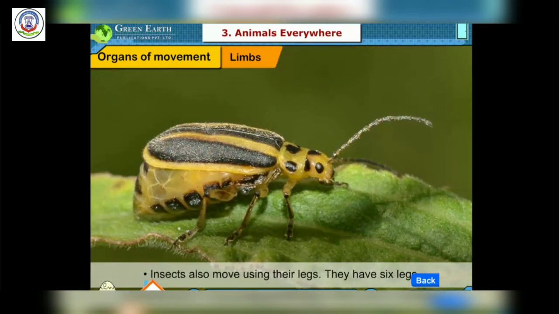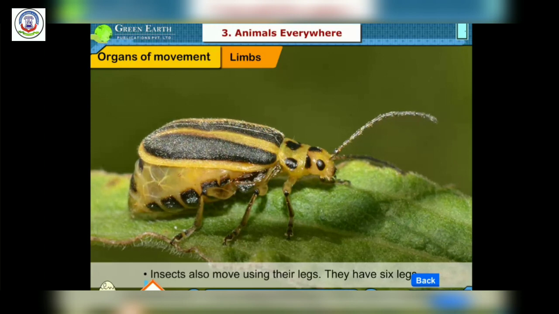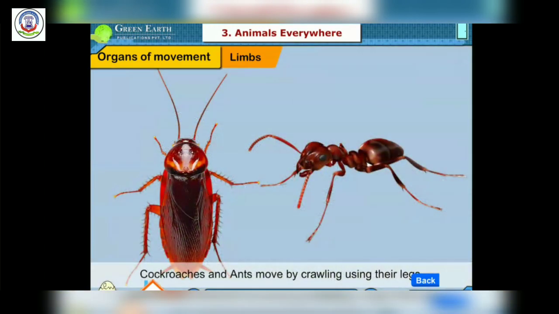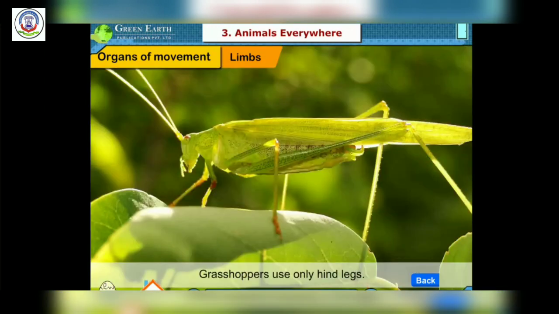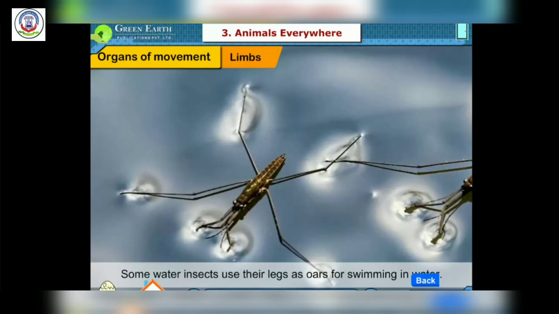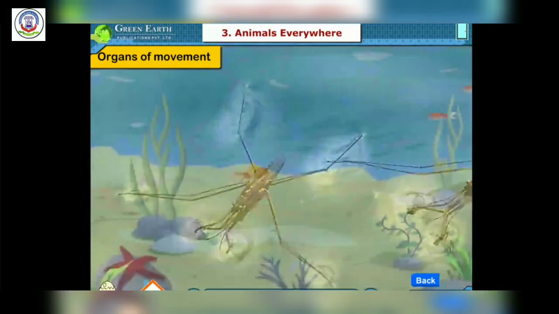Insects also move using their legs. They have 6 legs. Cockroaches and ants move by crawling, using their legs. Grasshoppers use only hind legs. Some water insects use their legs as oars for swimming in water.